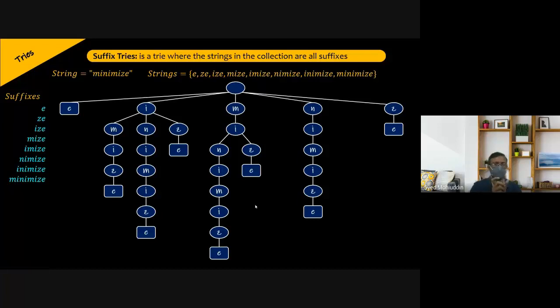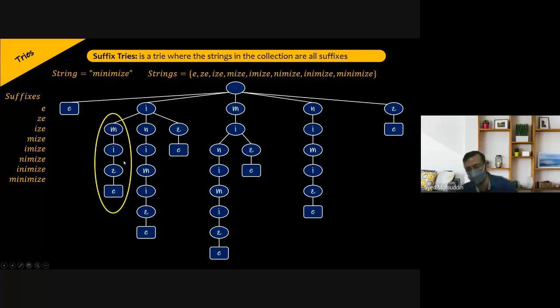For a word or for a string, we create suffixes and then we create a trie. Now this trie is known as a suffix trie, and this suffix trie again takes a lot of space. So we can compress this. Now how do we compress this? This whole thing having only one child can be compressed.